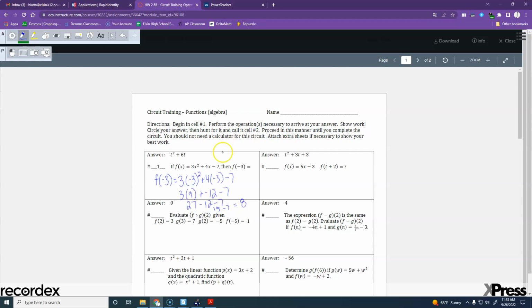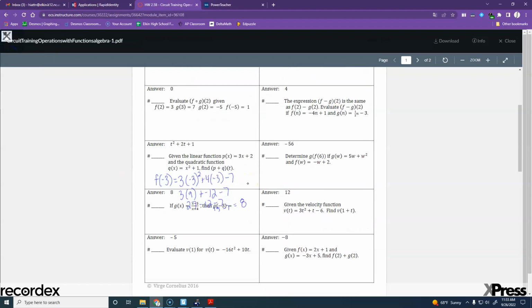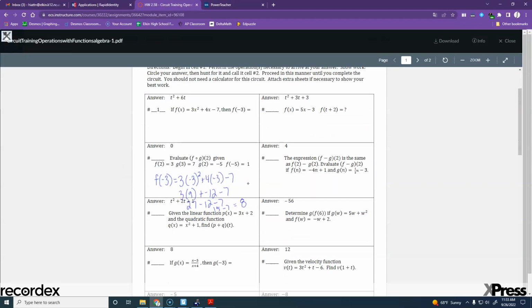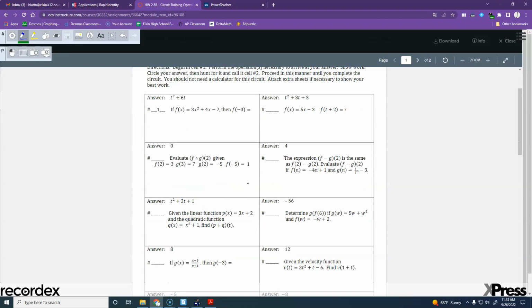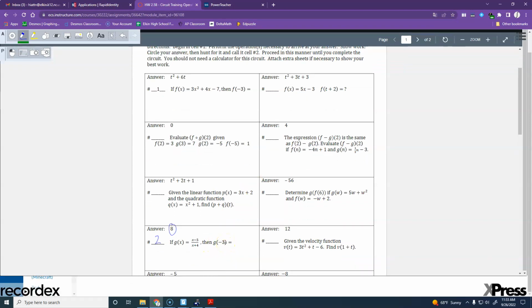So what you will do is you will scroll through the worksheet, and there should be one, there it is, right there, that says the answer is 8. Okay, so we're going to put number 2 here because this is the second question that we are doing. Then we will work out and find g of negative 3. So we'll plug that in here. We'll get the answer. Let's say the answer is negative 56. I don't think it is, but if it was negative 56, we'd put number 3 right here. We'd work out that problem.